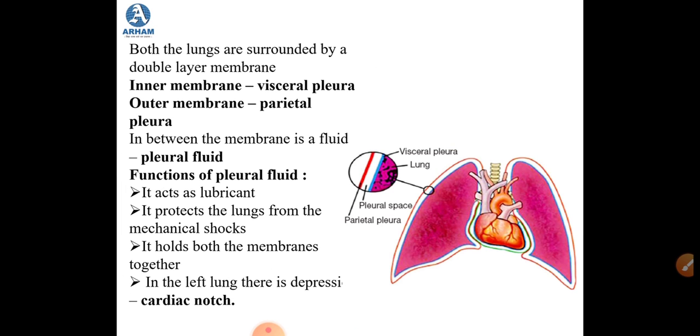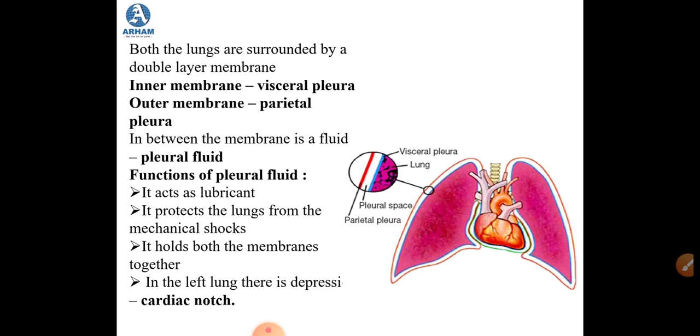Now both the lungs are surrounded by 2 layers, that is a double membranous layer. The inner membrane is known as the visceral pleura, whereas the outer membrane is known as the parietal pleura. And in between these 2 membranes, there is a fluid which is known as the pleural fluid.